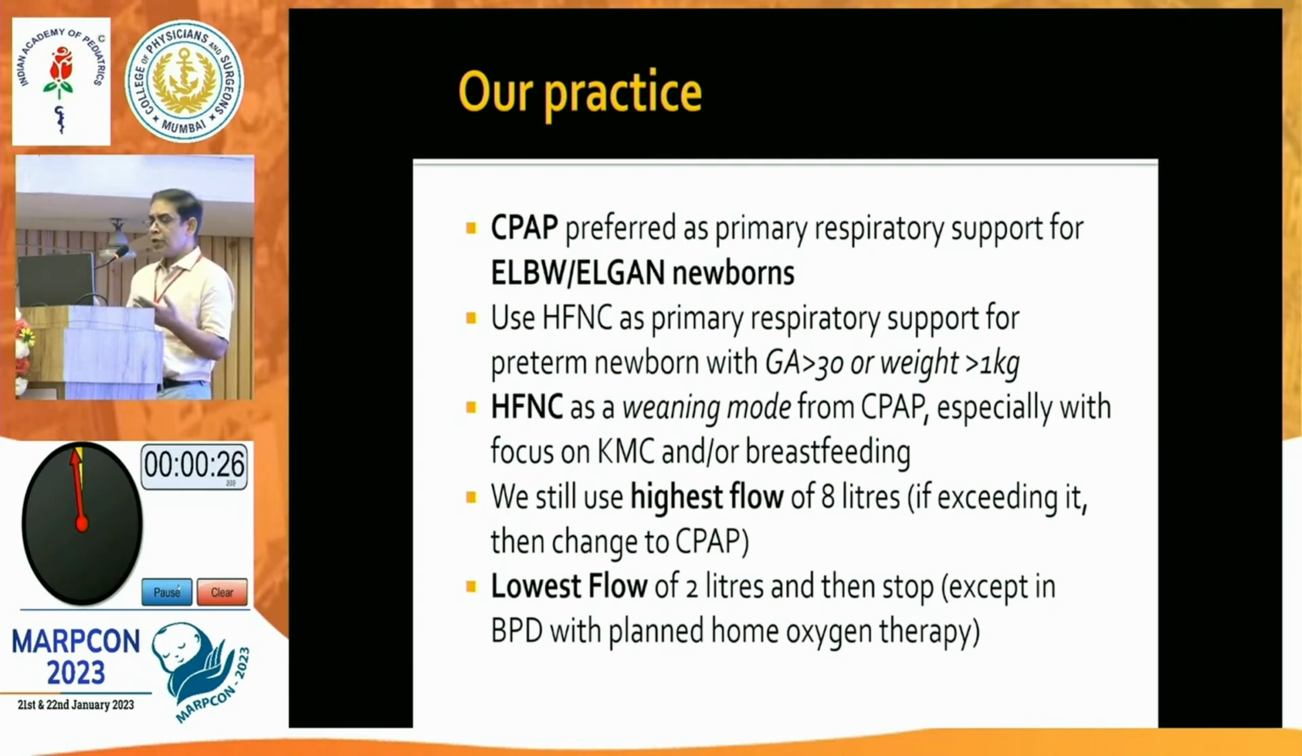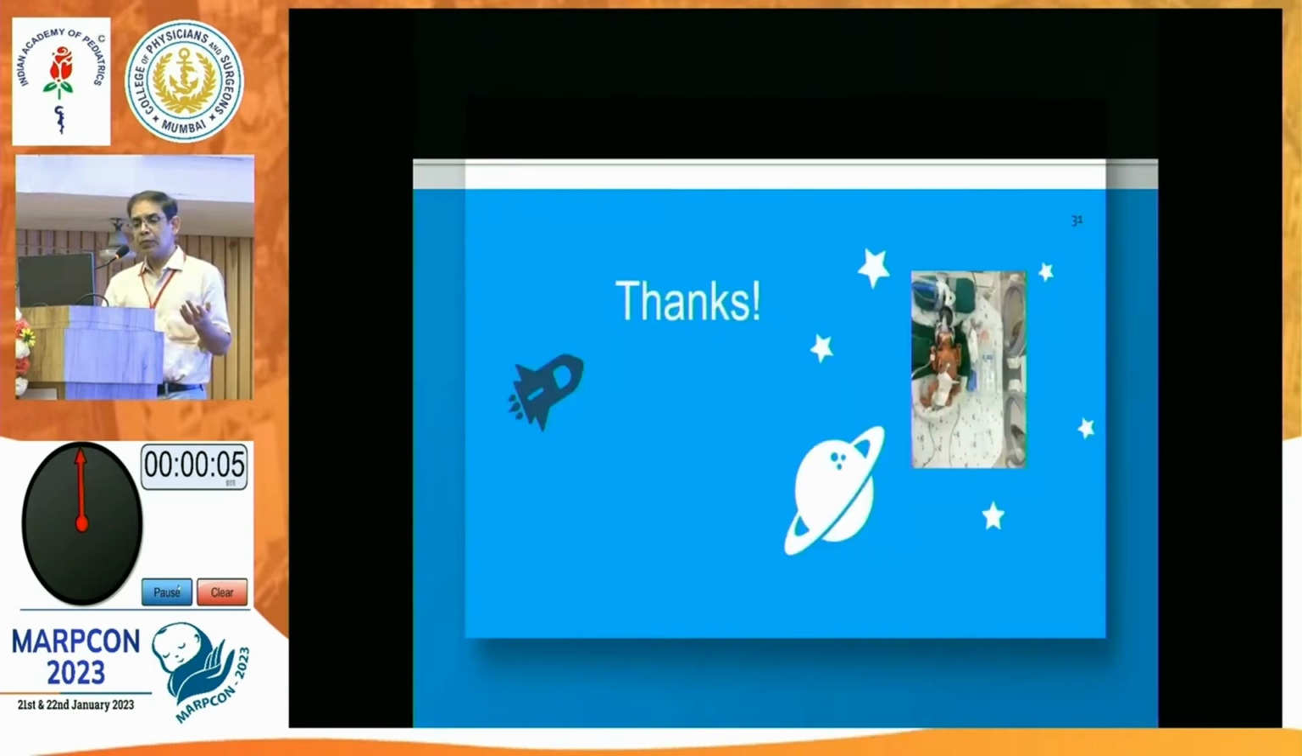We still use the highest flow rate of 8 liters, and if it is exceeding that, we change to CPAP. And the lowest flow rate we use is 2 liters. If the baby is stable on 2 liters of high flow, we stop it, unless the baby is going home on home oxygen for conditions like chronic lung disease or so. That's it.